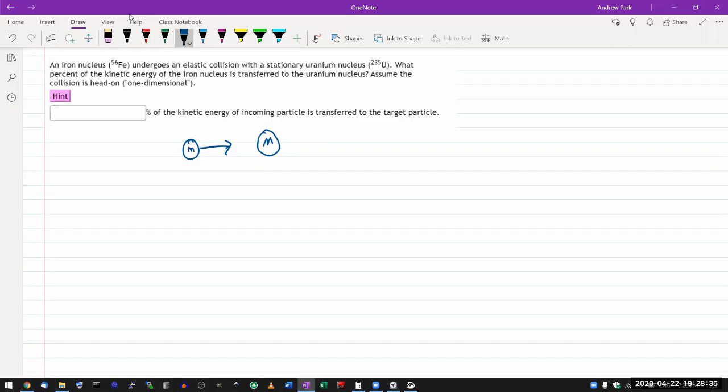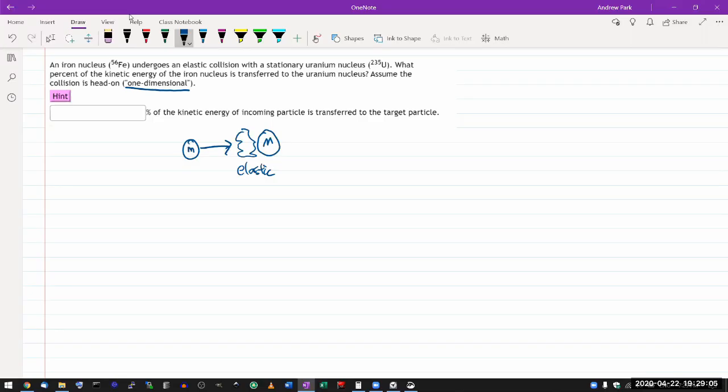You have lowercase m. And after the collision, it says it undergoes an elastic collision. And it simply asks, what percent of the kinetic energy of the iron nucleus is transferred to the uranium nucleus? Assume the collision is head-on, one-dimensional. That does make it easier. It doesn't give you any more information than that.